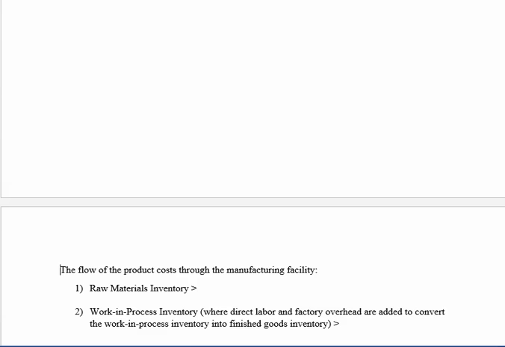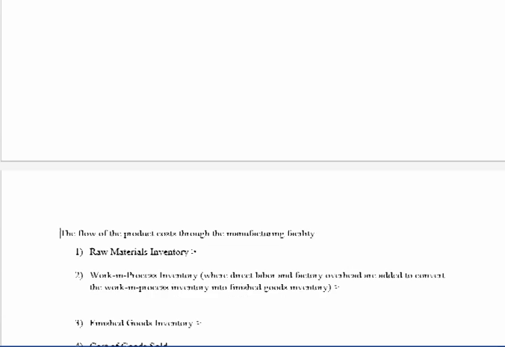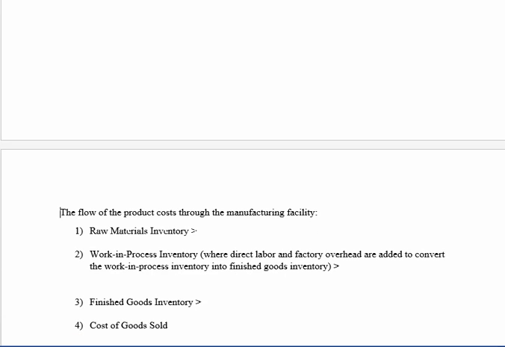Then once the product is completed, we'll transfer its cost into finished goods inventory. Those are goods ready to be sold, but still an asset. Then once those finished goods are sold, we'll transfer the cost into a new expense account called cost of goods sold.